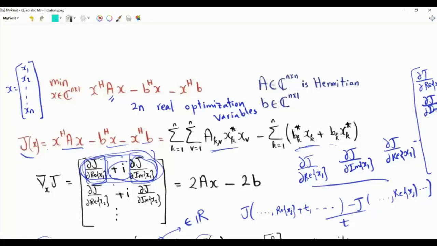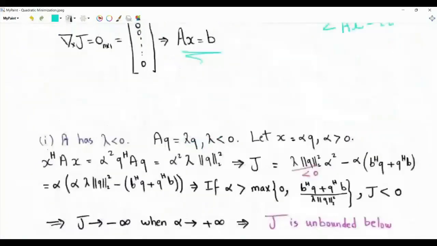How can we show something like this? Suppose that A has an eigenvalue lambda, and this eigenvalue lambda is strictly negative, and the associated eigenvector is q. What we will do is let x be some positive number times the eigenvector q. Again, not an arbitrary eigenvector, it's the eigenvector associated with the strictly negative eigenvalue. Then take this x and insert it in the objective function.